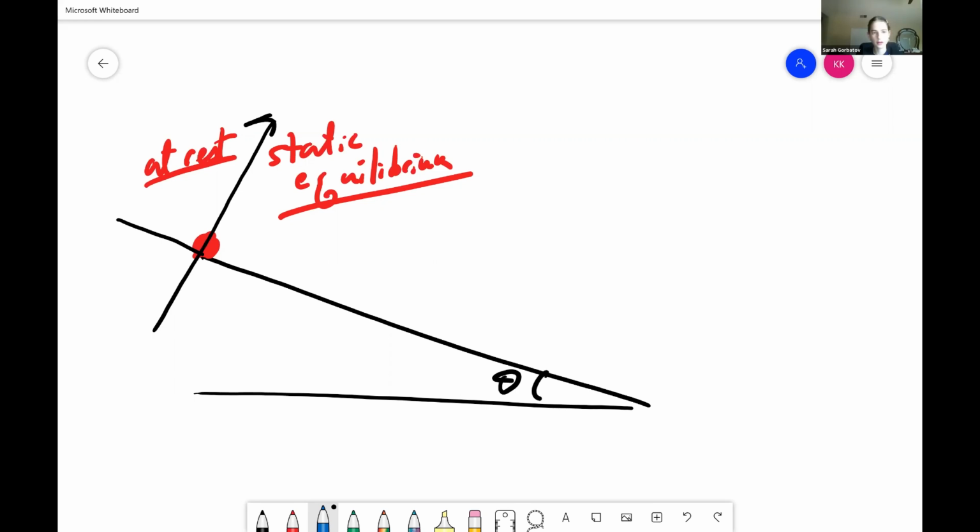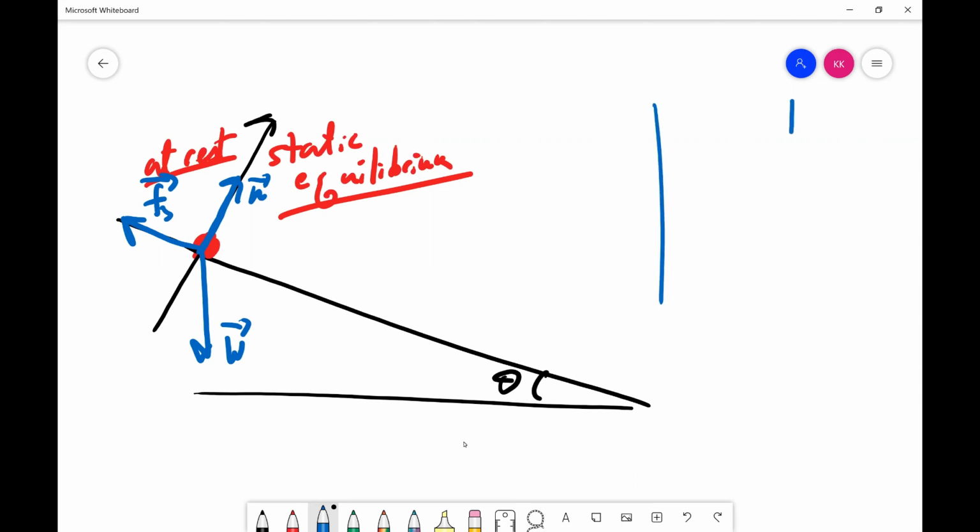Friction force going down? Going up, sorry. Yes, going up, that's correct. There you go, so this is the friction force. Static or kinetic? Static. What else? The weight going straight down. Yes, the weight going straight down. Normal force going perpendicular to the surface, right? All right, there you go. So those are the three forces acting on the object during static equilibrium.